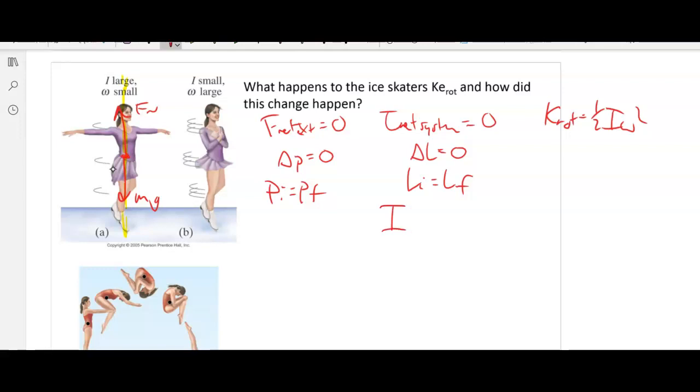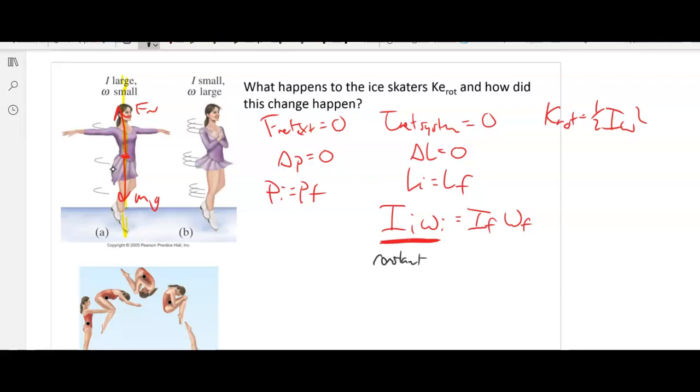So we have, let's call I initial times omega initial equals I final times omega final. And so we want to see what changes happened. Right? So we can see that this side, that's what we originally started with, and this side is constant. Okay? So if this side is constant, then let's think about what changes we had happen.